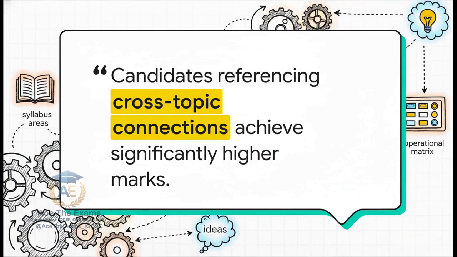Now, what's incredibly fascinating is when we pull this exact piece of telemetry from the flight recorders of past high-scoring students. The principal examiner report says, candidates referencing cross-topic connections achieve significantly higher marks. This isn't just a suggestion, you guys. This is a proven high-scoring technique. The examiners absolutely do not want you looking at a cue card in a vacuum, as if it has nothing to do with the rest of the course.